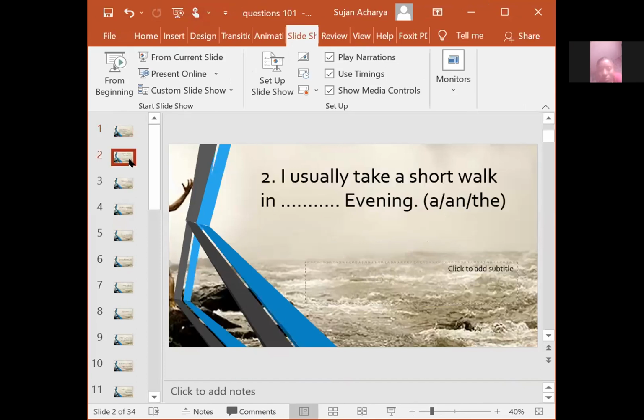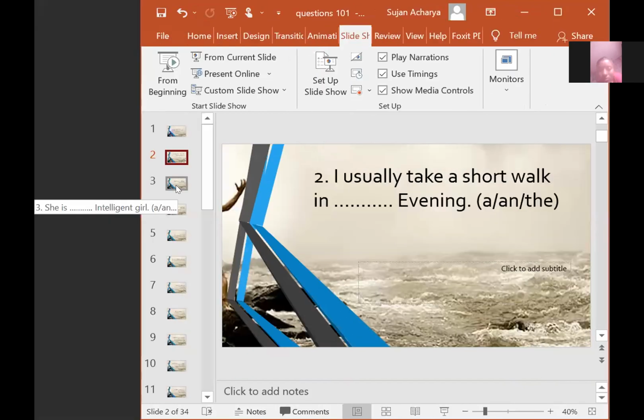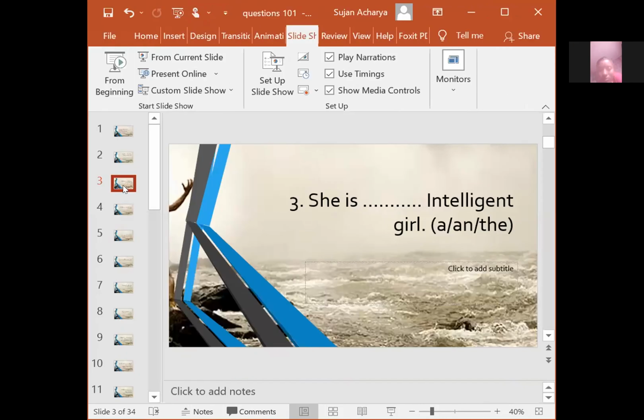Number 2, I usually take a short walk in the evening, because this is a part of the day, as we have read yesterday. In the evening, part of the day takes the. Next, she is, again, the girl is a singular countable noun. Intelligent, I starts from vowel sounds, and when you pronounce the word intelligent, you begin with the vowel sound, and the alphabet also is a vowel, so an.